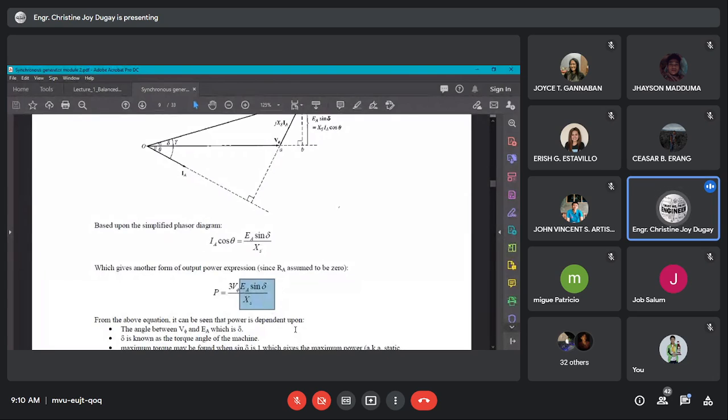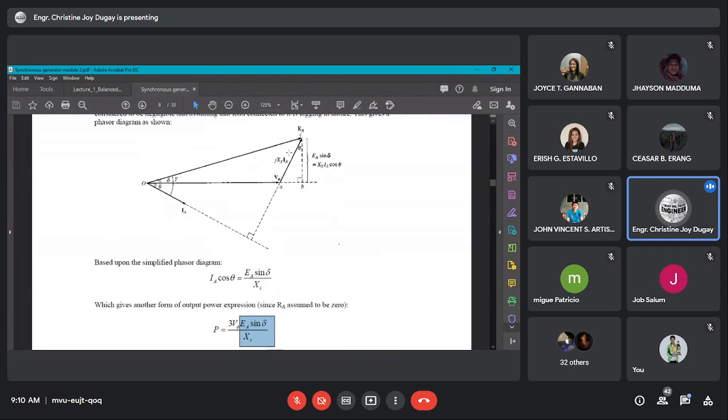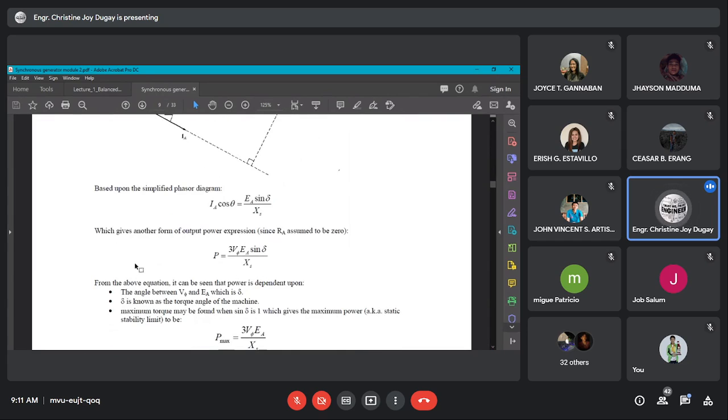So, from the above equation, it can be seen that the power is dependent upon, no? So, ano yung angle ng sigma natin? So, ang sigma natin, that is the angle difference between the VA at saka EA. Tama? Ito po siya. Hindi siya similar kay gamma kasi yung gamma natin, yun yung pinakamalaki, no? So, yun yung sigma po natin. Yung angle difference between the V phase tsaka si EA natin. Ito po siya kung nakikita ninyo. Ayan. Yan po ang kukunin ninyo na angle based on our phasor diagram, no? And then, ang sigma natin is known as the torque angle of the machine, no?